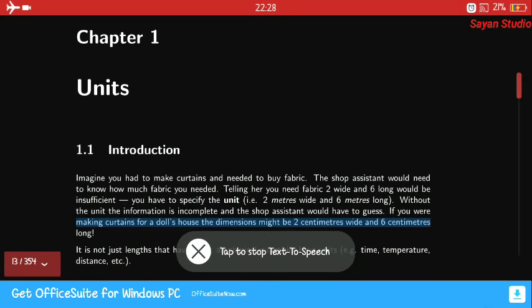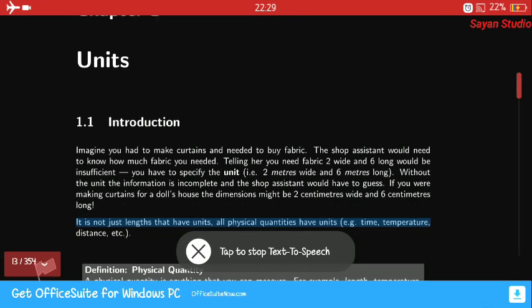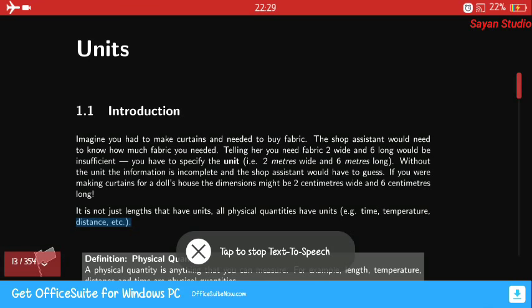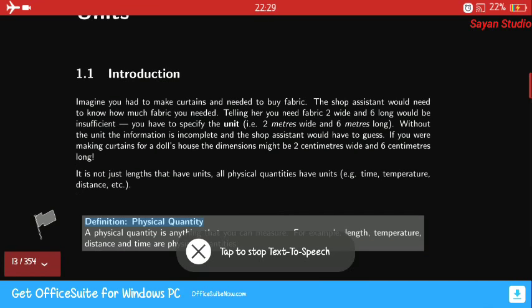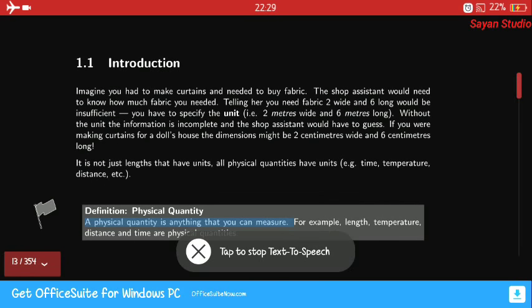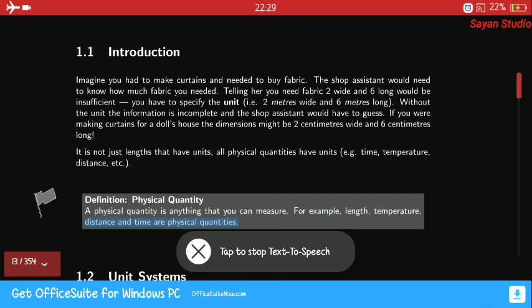If you were making curtains for a doll's house, the dimensions might be 2 centimeters wide and 6 centimeters long. It is not just lengths that have units, all physical quantities have units, e.g., time, temperature, distance, etc. Definition: physical quantity. A physical quantity is anything that you can measure. For example, length, temperature, distance, and time are physical quantities.